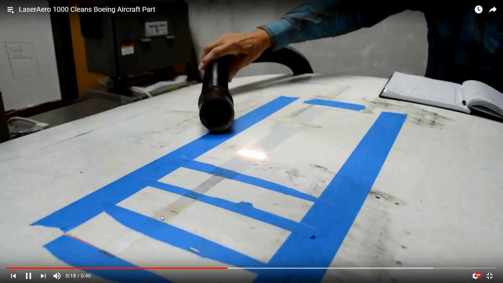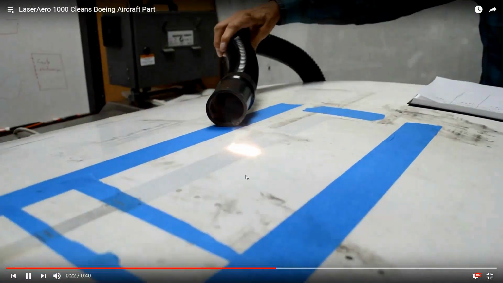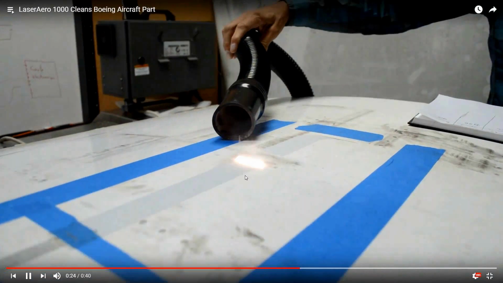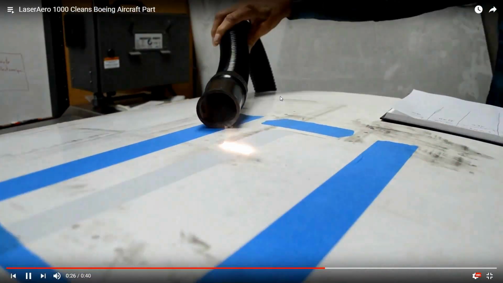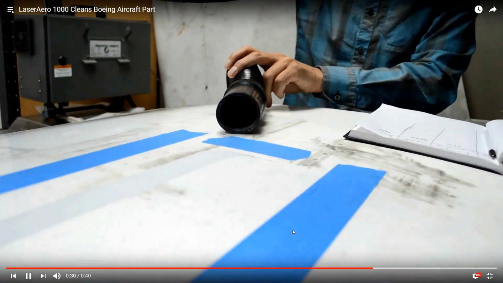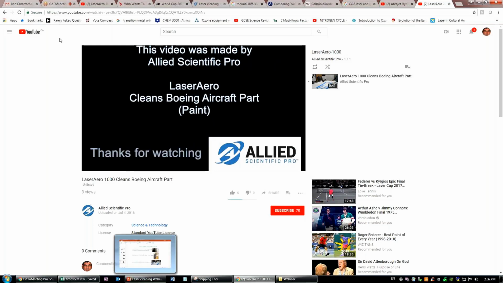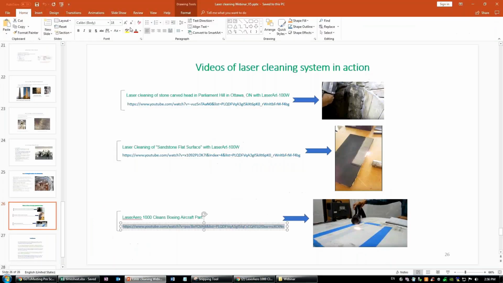So here the aircraft paint is being removed, and this area defined by blue shows where the surface is that has to be cleaned. So that works pretty well in there. Okay, so these videos are there for you to look at.